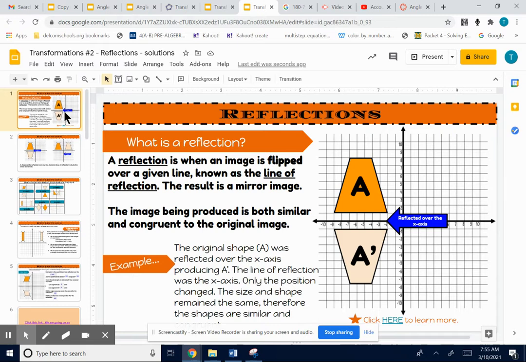Okay, a reflection is a flip. Yesterday we did translations. Translations were slides. Reflections are flips. You're either flipping over the x-axis or the y-axis. At least that's what we're going to do. We're going to keep it to just those two lines. The x-axis and the y-axis are considered the lines of reflection, and what we get is called a mirror image.